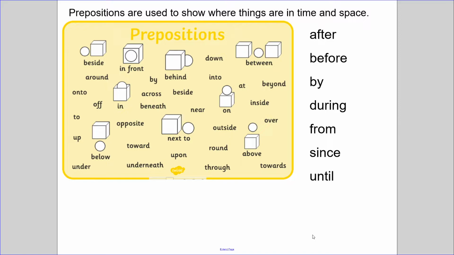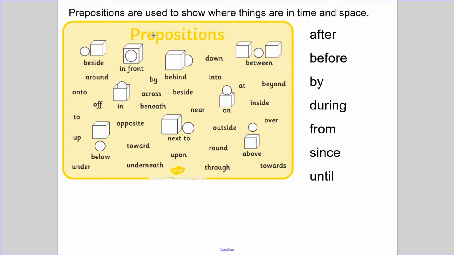Prepositions are used to show where things are in time and space. So in the yellow box, we've got lots of different prepositions to show where things are in space. Now, that doesn't mean swirling about by the moon and the stars. That means the space around you, around it.